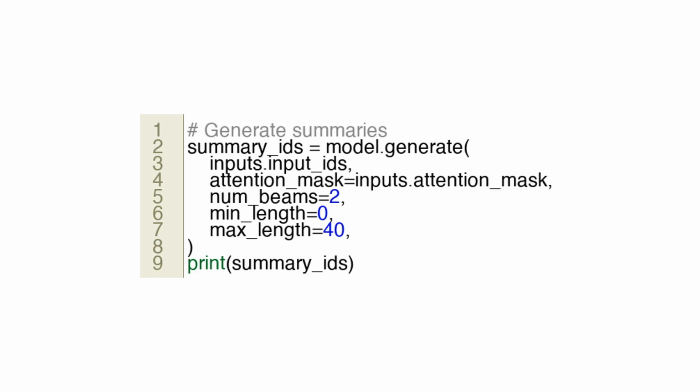This code uses a pre-trained language model from Hugging Face to generate summaries based on given inputs. It takes in the input IDs and attention mask from the inputs and uses num_beams equals 2 to generate multiple possible summaries. The min length and max length parameters control the length of the generated summaries. The model.generate function then generates the summaries and prints them as summary IDs.